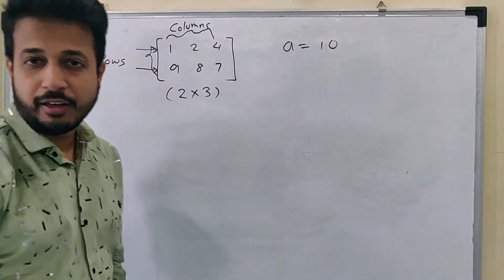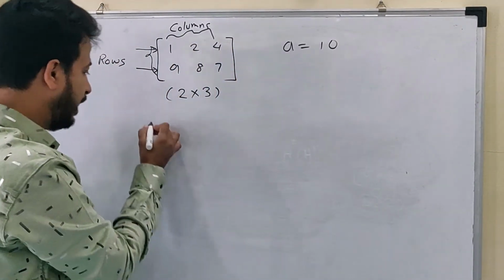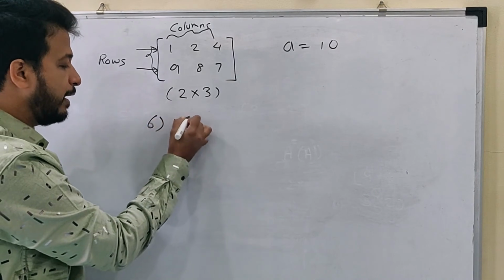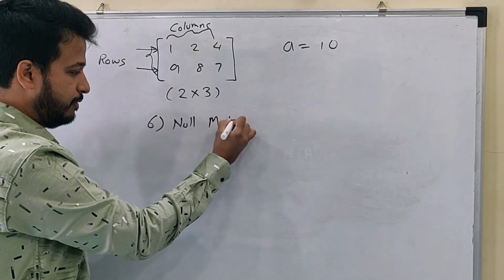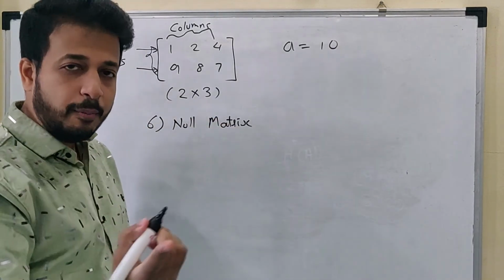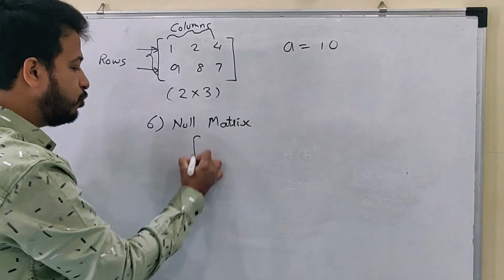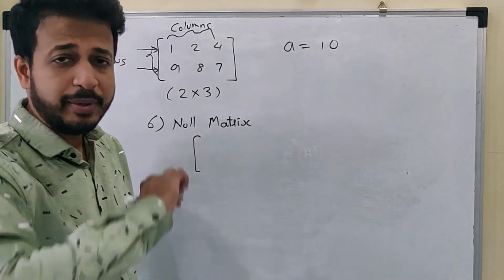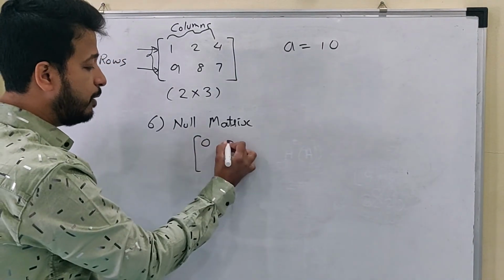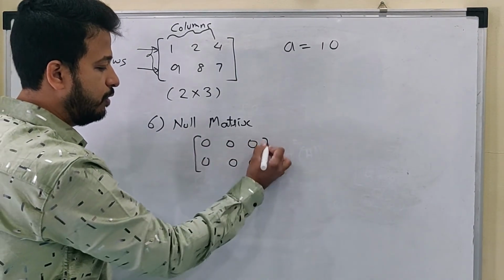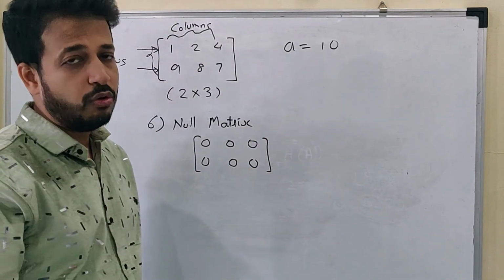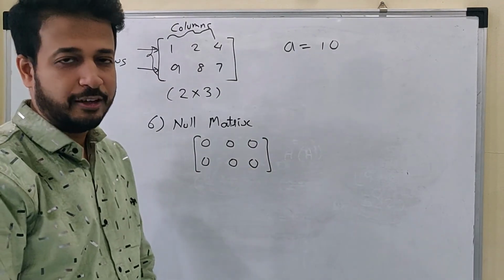And the last part in the different types of matrices is called a null matrix. Now null means 0. So in a matrix of any order, all the terms have to be 0. If all the terms are 0, then that matrix is called a null matrix.